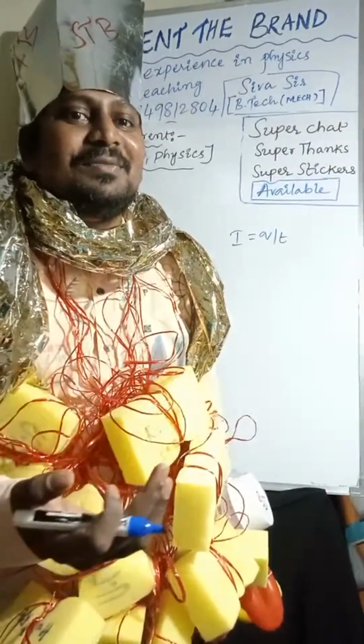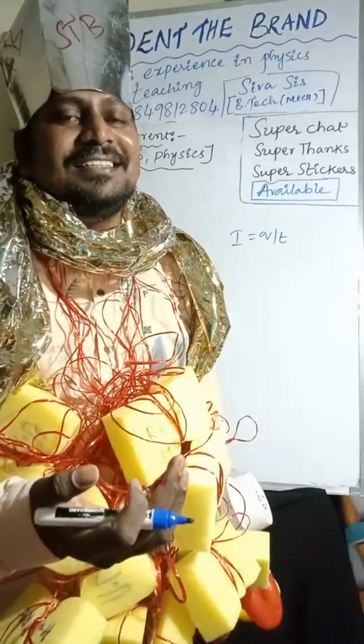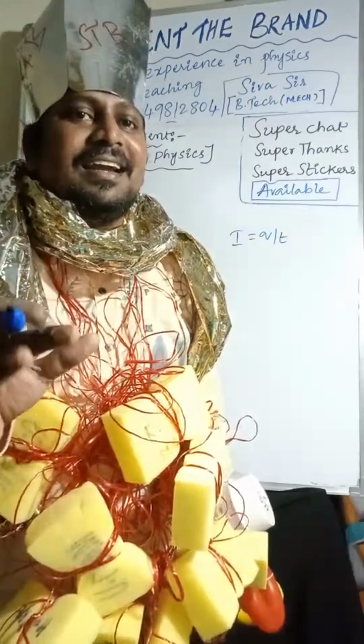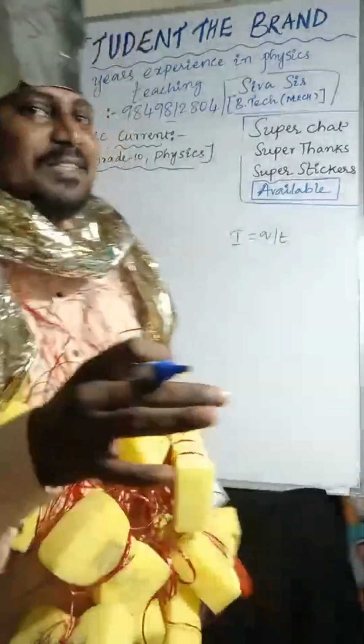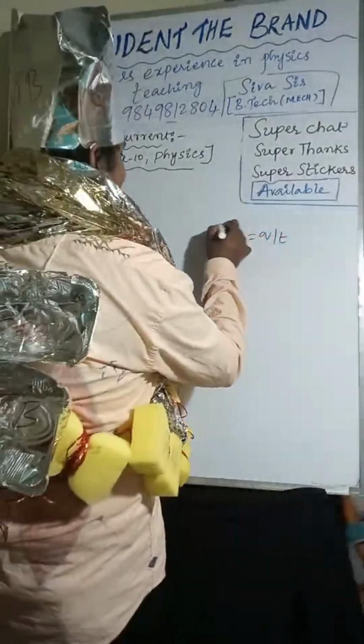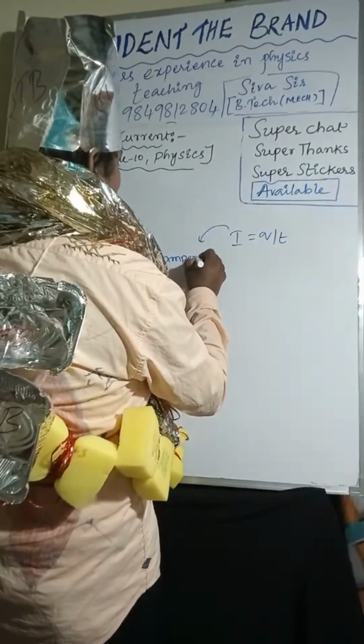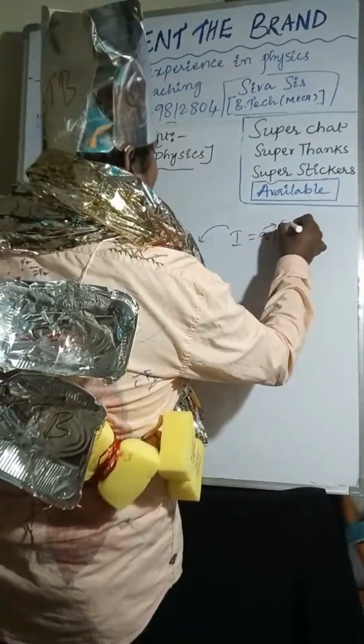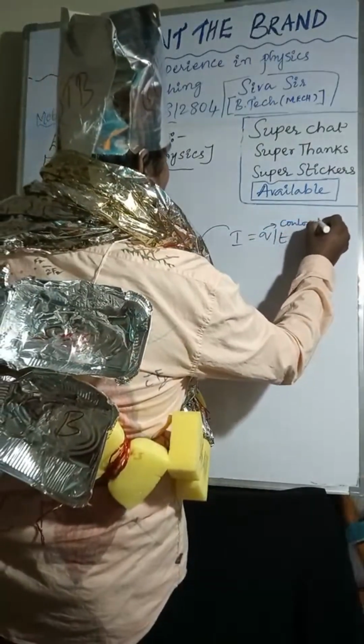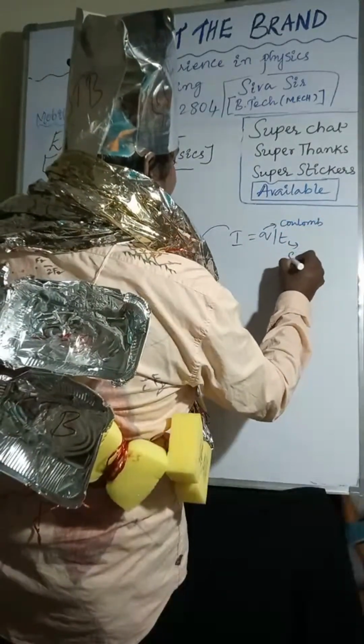The rate of flow of charge is called electric current. So I'm considering here, this is ampere, and this is the coulomb, and this is the time, second.